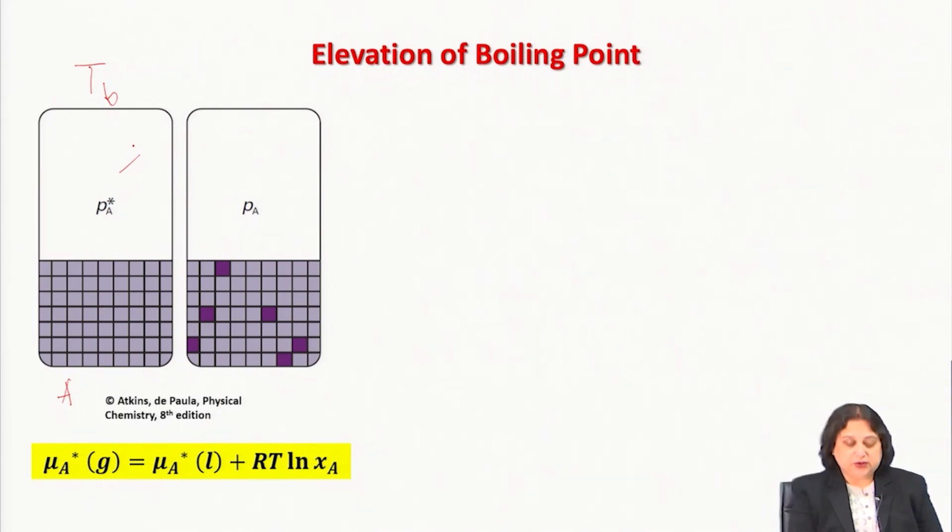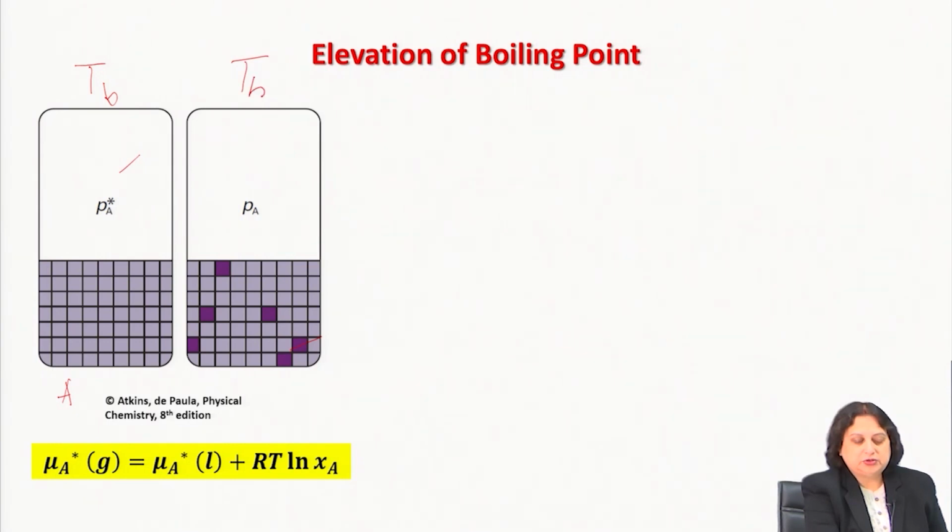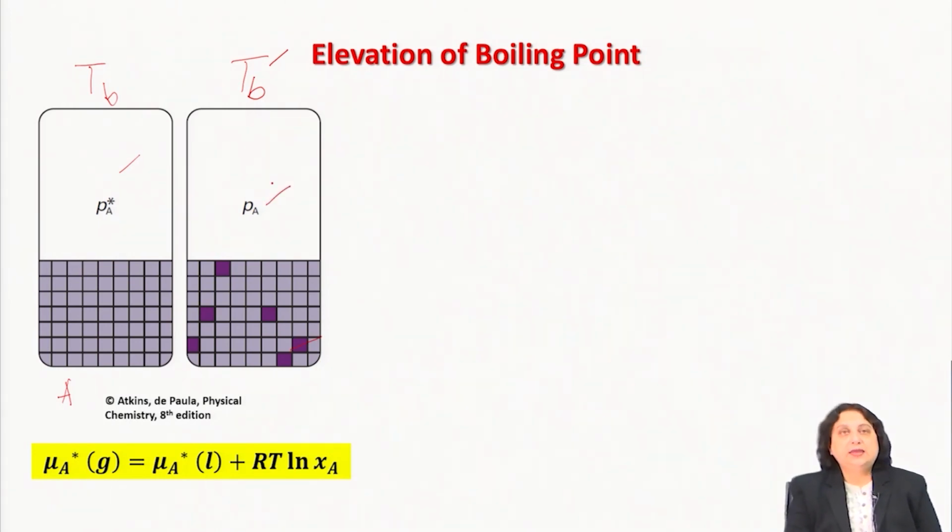Now in the presence of a solute, which is shown here, the boiling point goes to Tb prime. As a result, experimentally, you can measure the partial pressure of A in the vapor phase, and that turns out to be Pa. And I understand that in the solution, if I have the mole fraction of A as Xa, I can write down mu A star G is equal to mu A star liquid plus RT ln Xa.